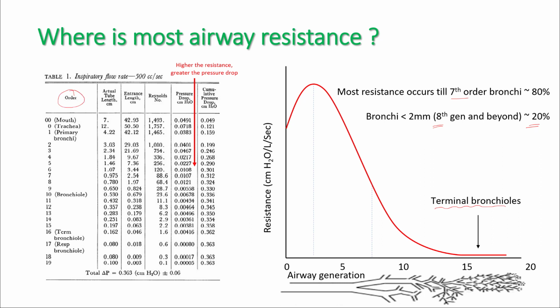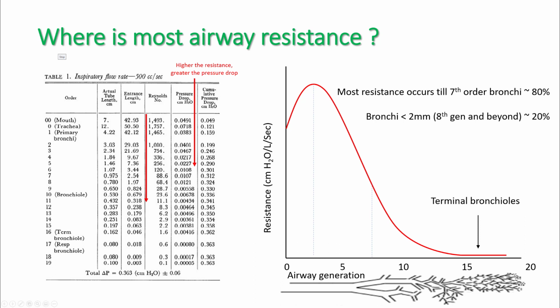The pressure drop depends upon the resistance, so the higher the pressure drop, the more the resistance in the circuit. So you can see that the pressure drop is maximum at the level of the trachea, and as you move towards the terminal bronchioles, the pressure drop decreases. The Reynolds number is around 1700 in the trachea, and it decreases as you go further down the bronchioles. This Reynolds number is at a flow rate of 500 cc per second, that is 30 liters per minute.